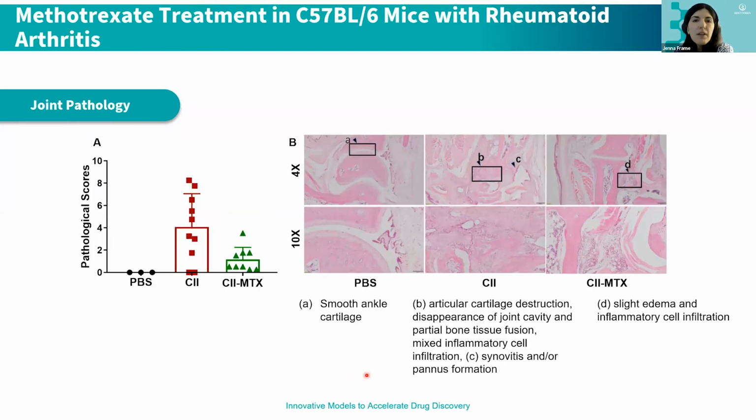So the overall assessment of ankle joint pathology in these mice indicates that mice treated with methotrexate had less dramatic histologic changes. While COL2 treatment alone caused significant disruption to the joint architecture, those immunized mice treated with methotrexate still had some inflammatory cell infiltration and slight edema. But overall, these data suggest that the disease severity could be partially alleviated with methotrexate administration.